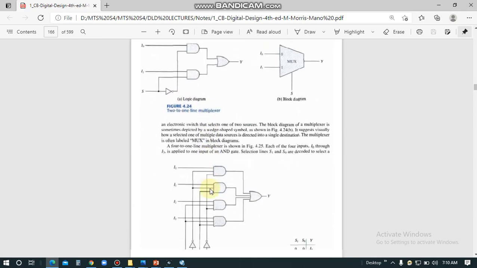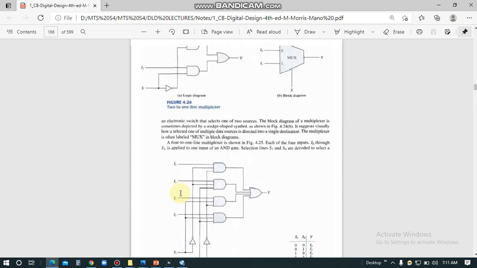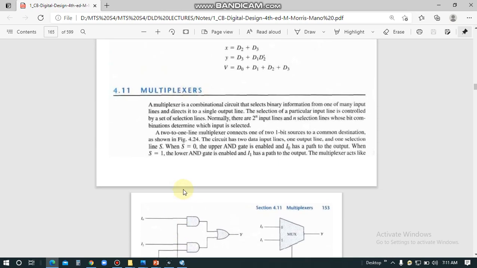Now we can move to a bit bigger, not complex, circuit. It is a 4 to 1 multiplexer. It means there should be 4 inputs and a single output. Now we can see we have two selection lines. So how to decide, for how many inputs, how many selection lines there should be?